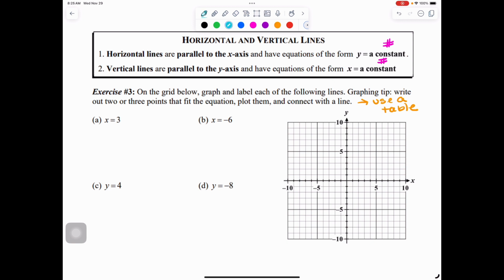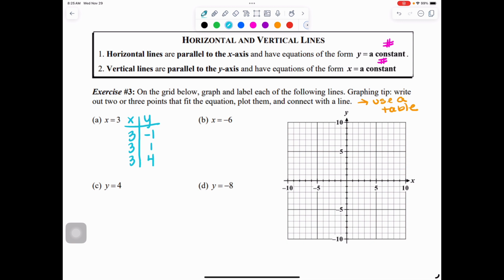So if I see that x equals 3, I'm going to make a quick xy table. And if x is 3, x is always 3. I'm going to autofill that side with 3s. It doesn't matter what the y values are. So I picked -1, 1, and 4.